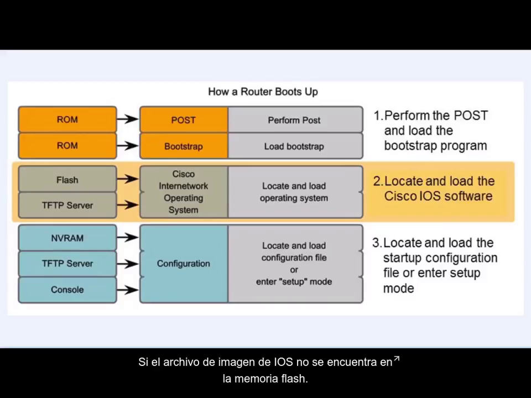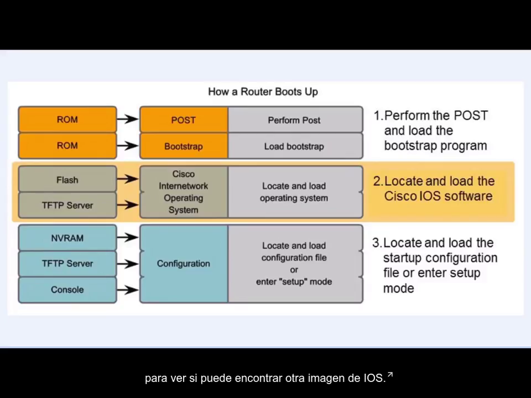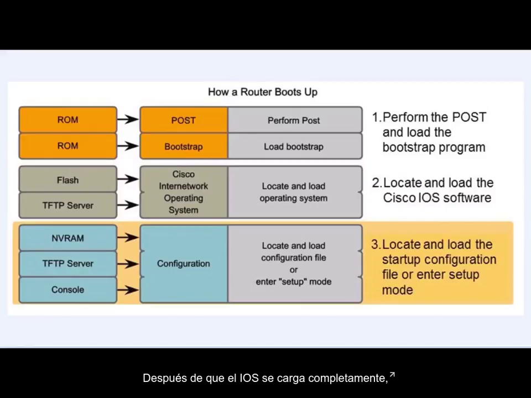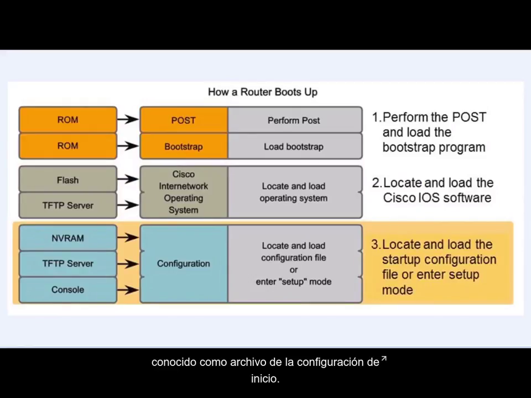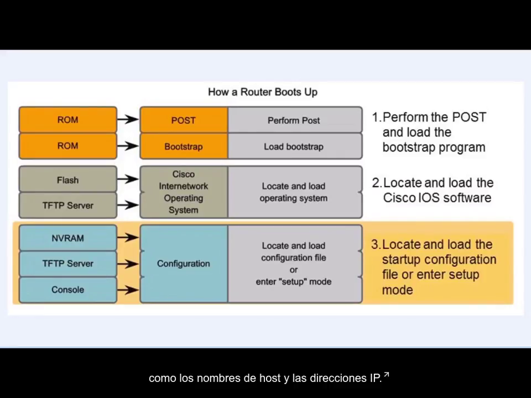If the IOS image file is not found in flash memory and then loaded into RAM, then the router will look to a TFTP server on the network to see if it can find another IOS image. After the IOS is completely loaded, the router then loads the configuration file, known as the startup config file. This file contains all of the configured settings for the router, such as the host name and interface IP addresses. The configuration file is located in non-volatile RAM, or NVRAM, in the router.